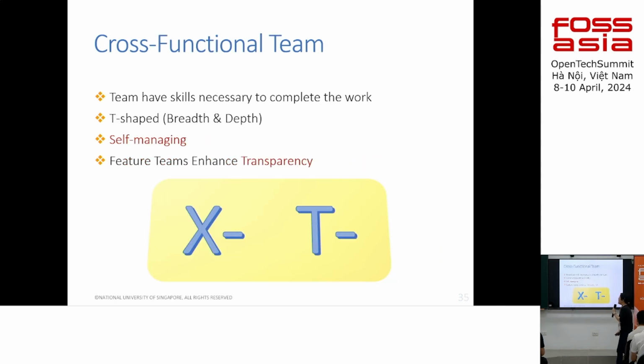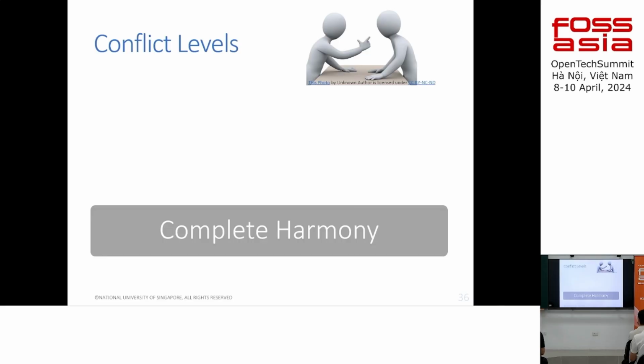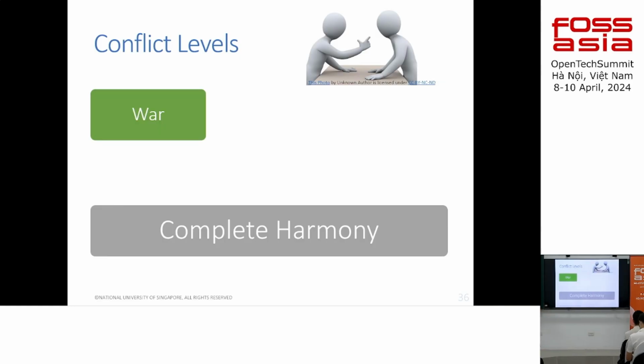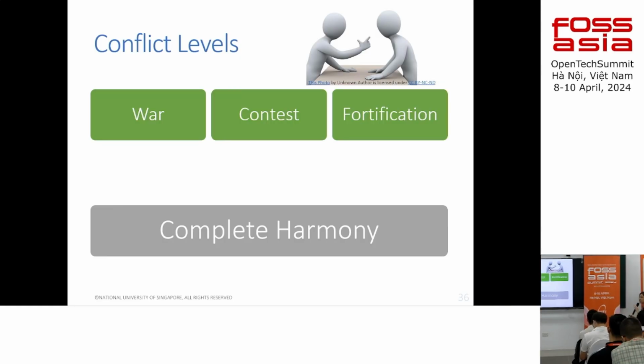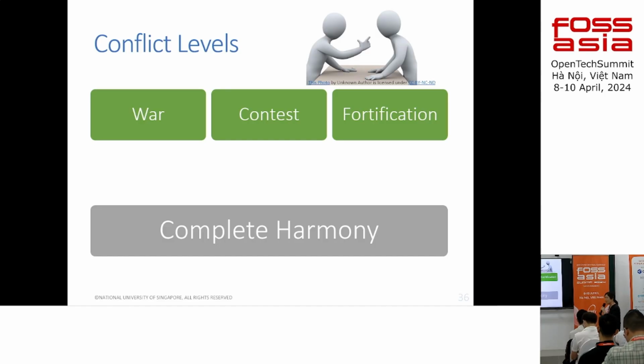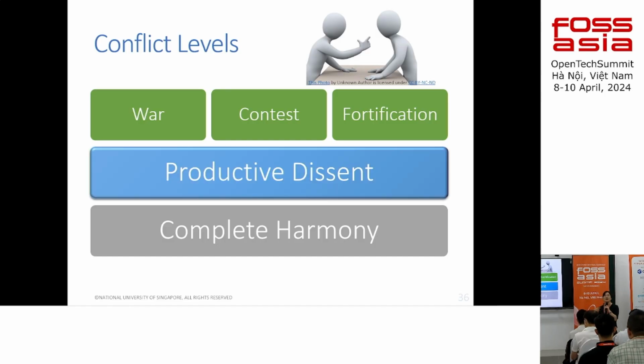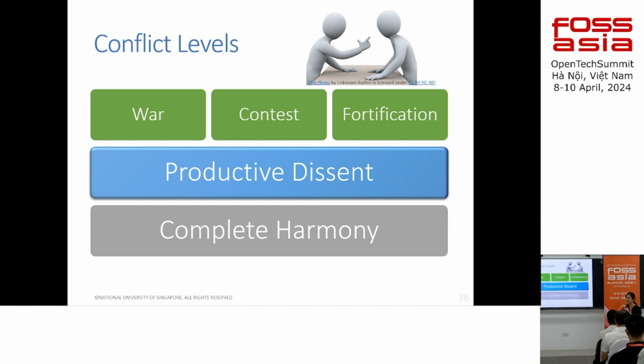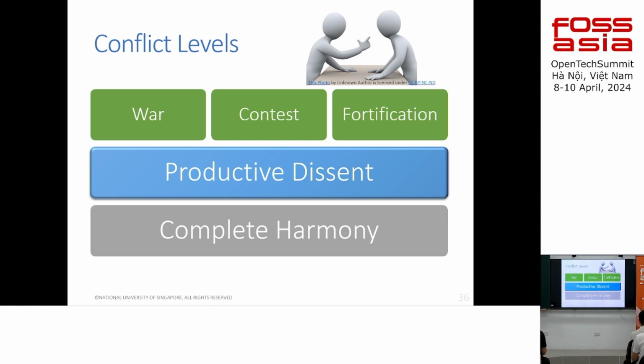Okay. Always have a cross-functional team. Everybody understand about cross-functional team and T-shaped team. Have this in mind when you develop your team. And we don't want a complete harmony. Complete harmony means it's not actually improving. Everybody agrees with each other. That's it. We also do not want to have war. We do not want to have contest or fortification in the team. What we do want is actually productive dissent. If you have anything that is opposite thinking, tell me about it. We want to improve on that. Right? We want to see each other's diverse opinions and perspectives.